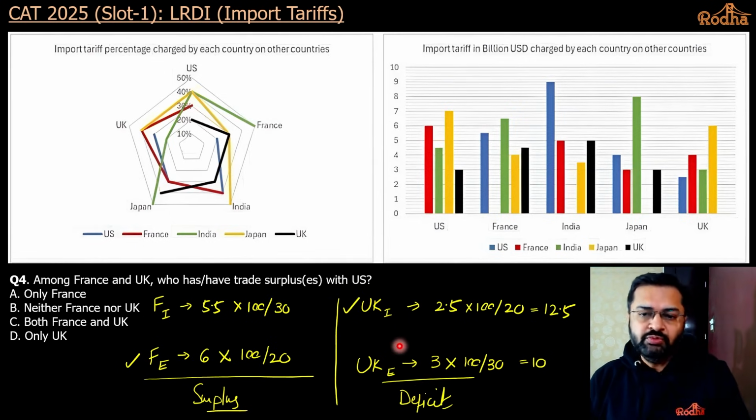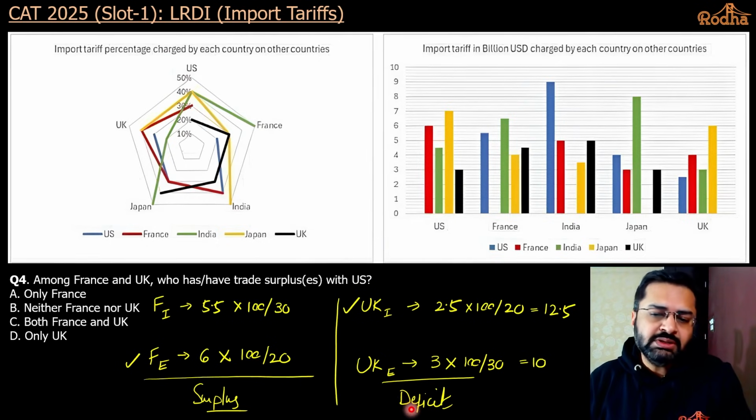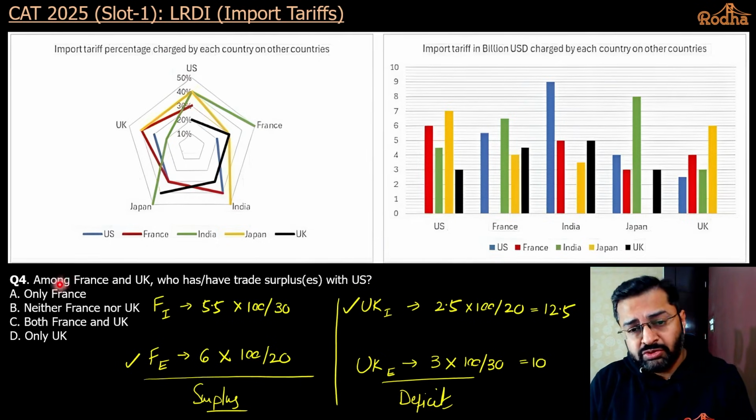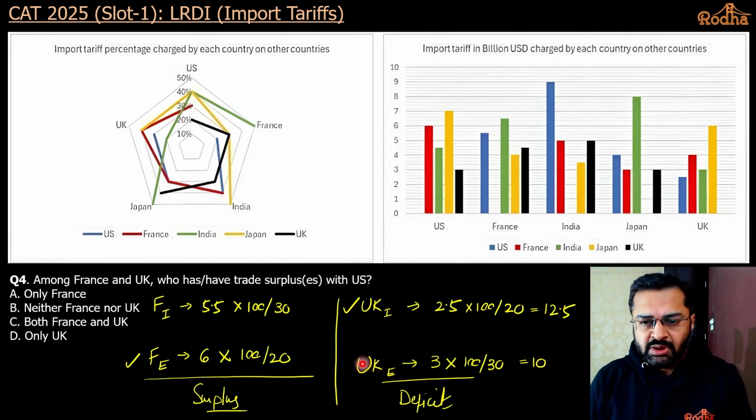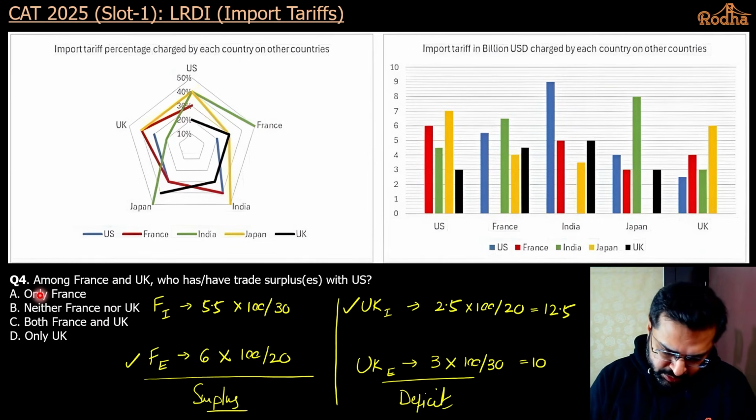So this is a deficit for UK between the UK-US pair. If we talk in terms of US, then US enjoys a surplus with UK. You can say that. The language of the question was: among France and UK, who has or who have trade surplus with US. So France, because it exports more to US, has a surplus, and UK, because it imports more from US as compared to UK exports to US, has a deficit. So what would be the answer then? The answer would be only France, which would be option A.